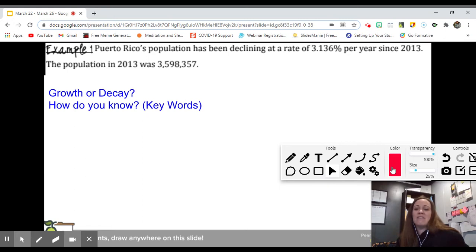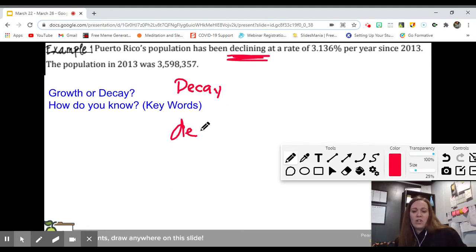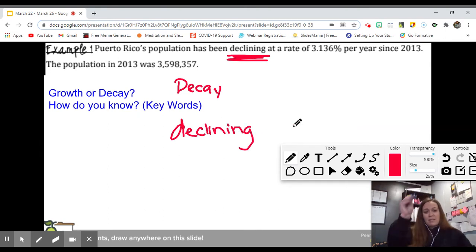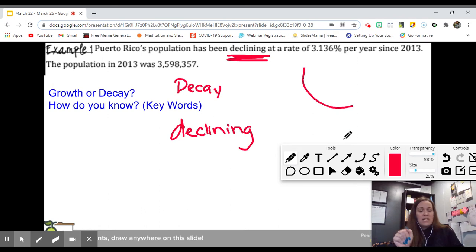But our keyword here is really figuring out whether it was growth or decay. And I'm going to say that it was a decay. The key word that I am seeing is declining. So the key word was a decline. My population was declining, so my exponential function is going to be a decay, or a decrease. It's going to start at a particular point, and then it's going to decay or decrease. So again, your keyword in this particular problem was declining, so it is a decay instead of a growth.